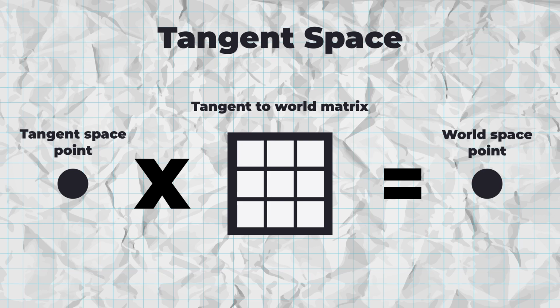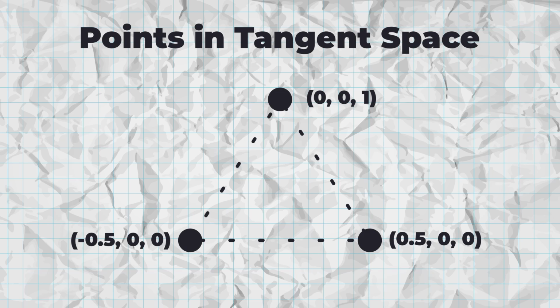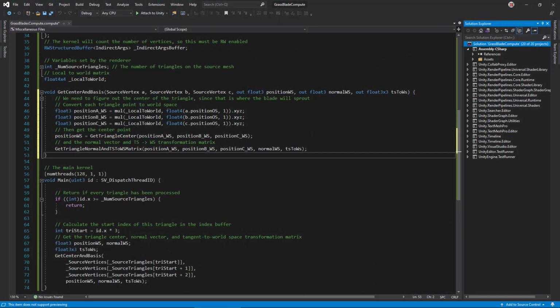Now that we have defined a tangent basis, we can construct a matrix to convert from tangent space to world space. All we have to do is multiply a point with the matrix to do that. This will be very useful. It's simpler to construct our grass blade in tangent space. For instance, the corners of the grass triangle will be at -1/2, 0, 0; 1/2, 0, 0; and 0, 0, 1. So, back to the script, this function will calculate all of that for us. It's in the helper function file if you're curious to see how it works.